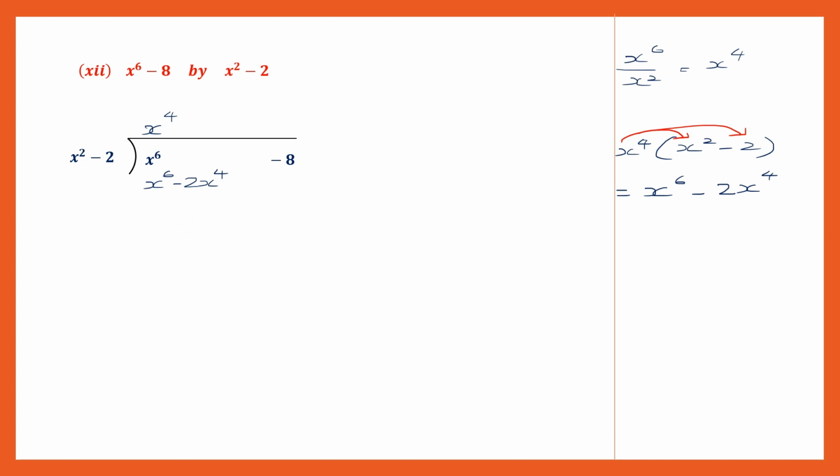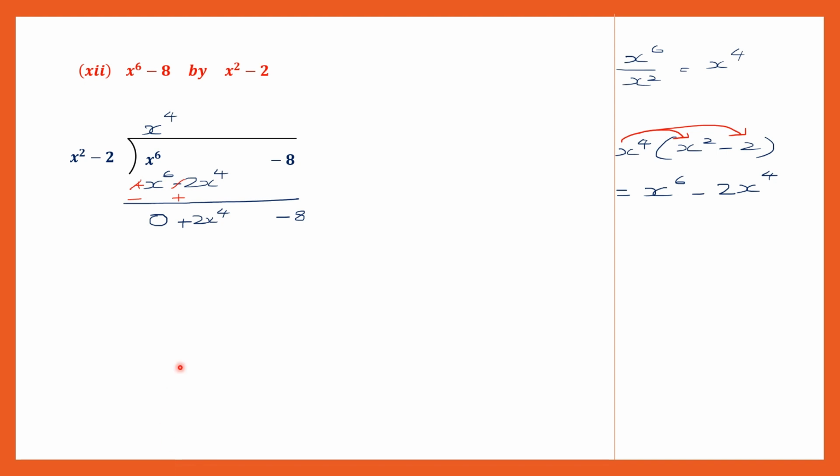Now we have to subtract these two. In a normal division we subtract. So when you subtract, the signs will change. So this is plus and now that has become minus and minus has become plus. So here what do we have? Plus 2x to the power of 4 and here x to the power of 6 minus x to the power of 6 is 0. Now we bring down minus 8, which we will write here as it is.